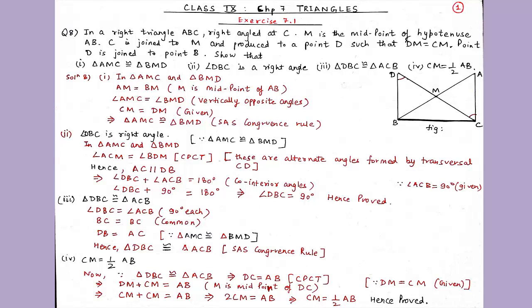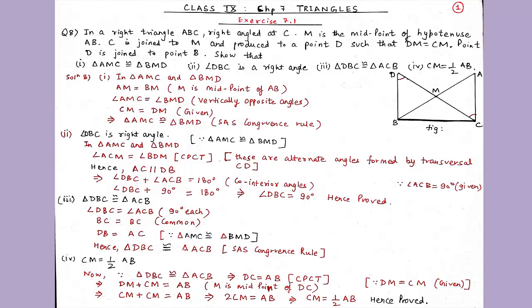They are equal by vertically opposite angles. And CM is equal to DM, which is also given in our question. So students, from here we can say that triangle AMC is congruent to triangle BMD by the side angle side congruency rule. And now we will prove our second part, in which angle DBC is a right angle.